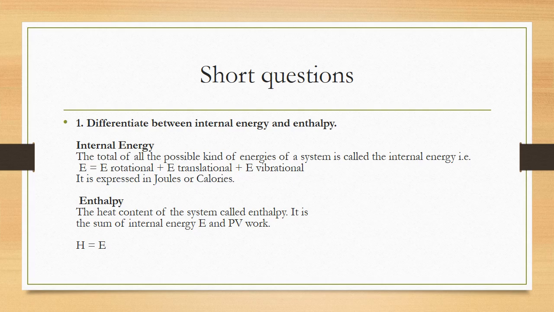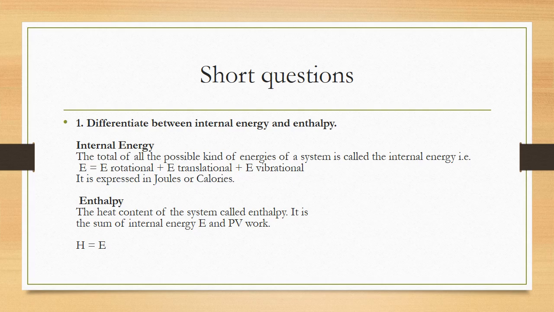So what is the internal energy? The question is: differentiate between the internal energy and the enthalpy. Internal energy is the total energy of all the possible kinds of energy in the system. There are 2 types of energy, you know: kinetic energy and potential energy.